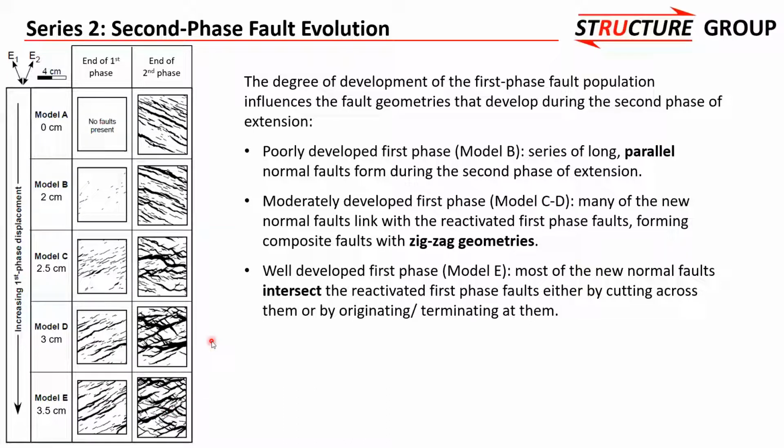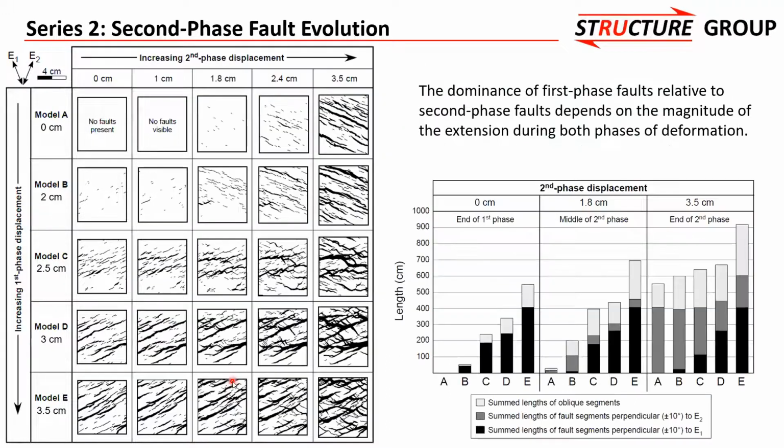Now, the really interesting thing about this model series is not just looking at the end of the first phase and comparing it to the end of the second phase, but it's also about how these fault patterns developed during the second phase. And so I looked at 5 different intervals during the second phase to really compare what the fault patterns looked like, how the faults were growing and interacting over that time. And one of the main conclusions was that the dominance of the first phase fault fabric relative to the second phase really depends on the magnitude of extension during both phases of deformation.